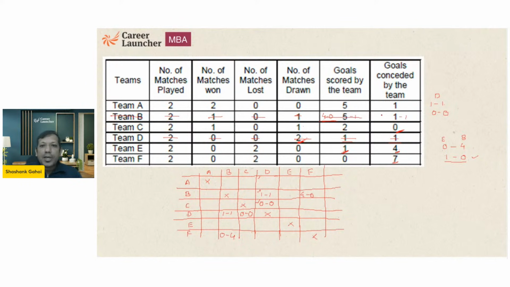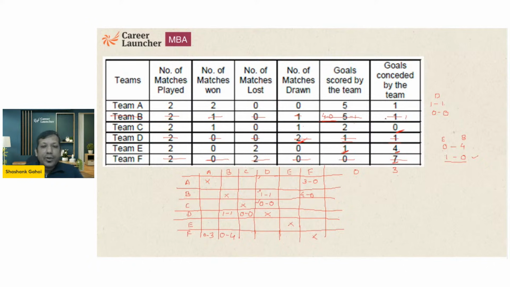Now how many goals are remaining for F? That is going to be 3 and 0. Which team can make 3 goals against F? C cannot, because C has made only 2 goals. So the only possible team is team A. So that is going to be 3-0, and F is taking 0-3. Okay, so this is the arrangement for F. Now F is also done.